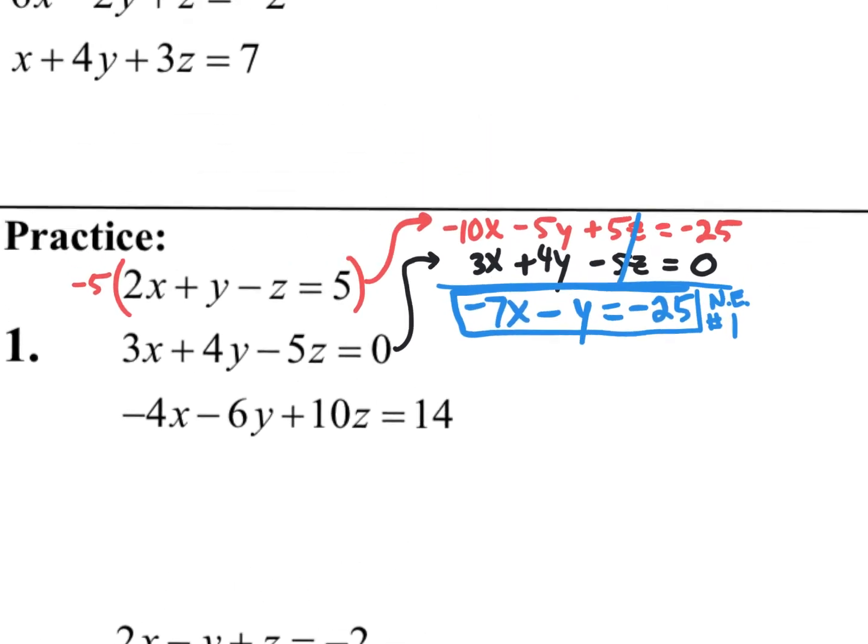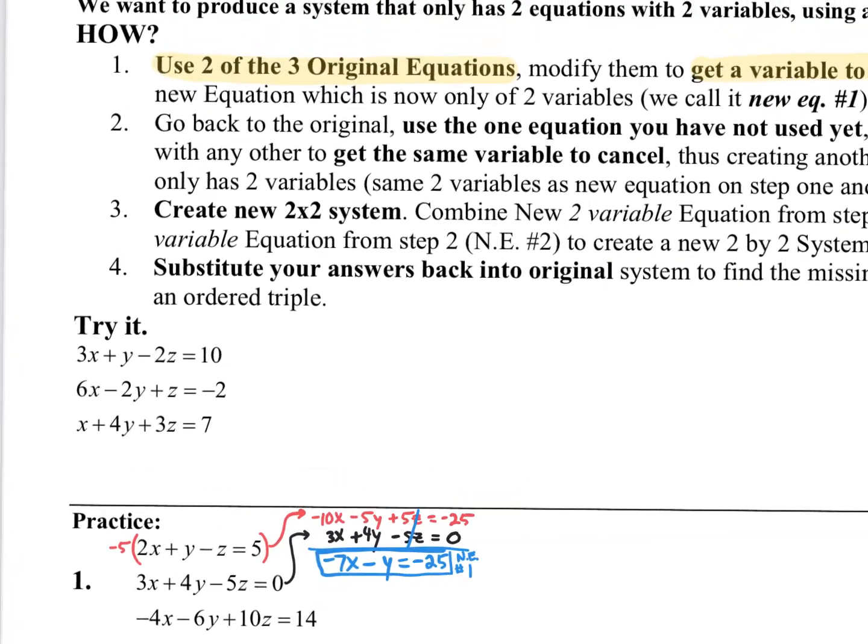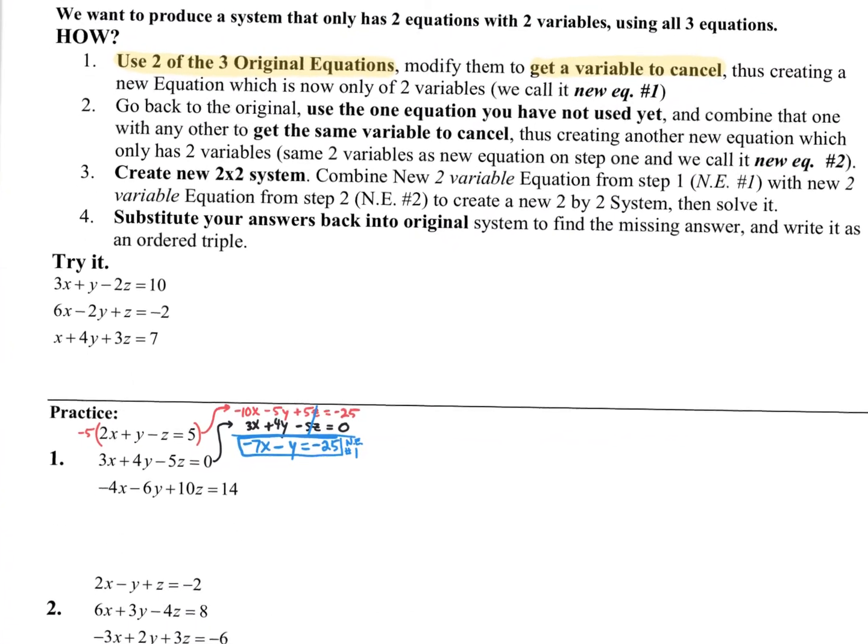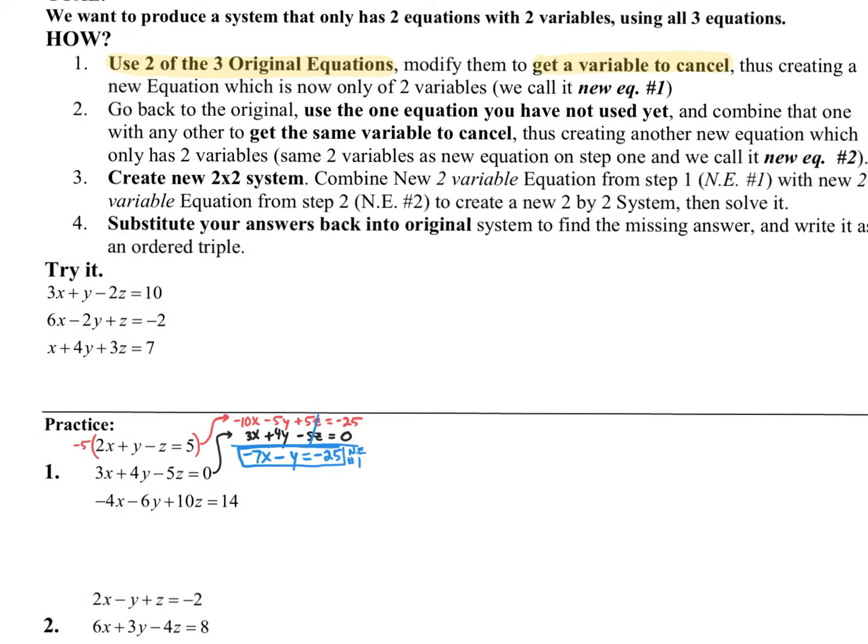Okay, let's go back up to the step so we could understand what we just did. Step 1 says to use 2 equations. I used this guy and this guy. And it also says get a variable to cancel. We obviously canceled out the z's, producing what we call new equation number 1. And that's why I boxed it in, I labeled it NE1, new equation number 1. Okay? So that's step 1. Do we understand step 1? Yes. Okay, let's go to step 2.